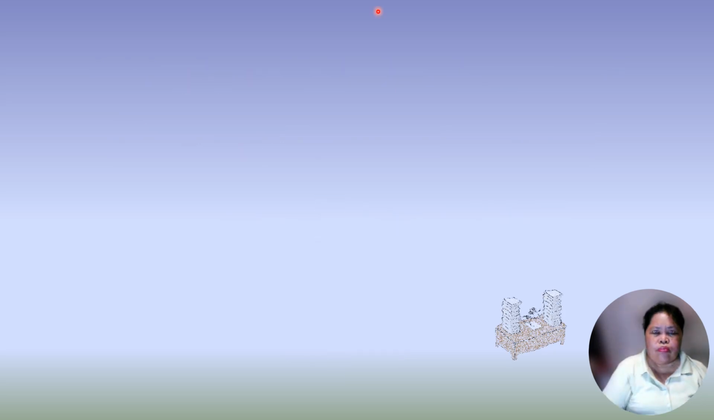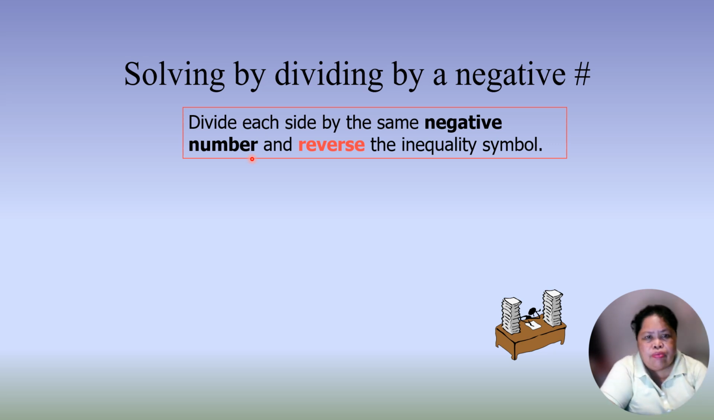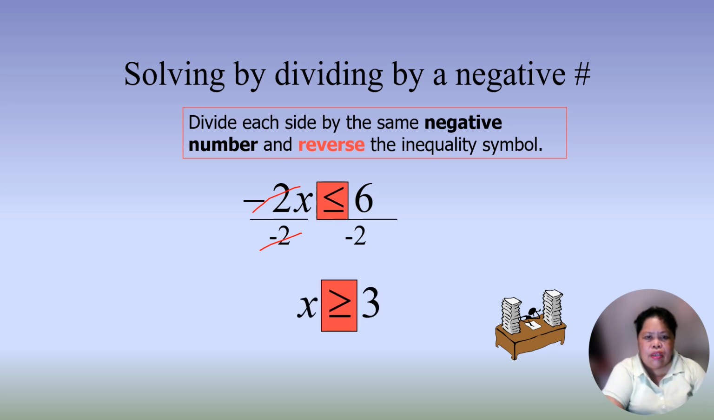See the switch. Solving by dividing by a negative number: divide both sides by the same negative number and reverse the inequality symbol. Say we have negative 2x less than or equal to 6. So divide by negative 2, so this one is cancelled. Therefore x is greater than or equal to negative 3, because 6 divided by 2 is 3. It should be negative 3, since we changed the symbol of inequality.